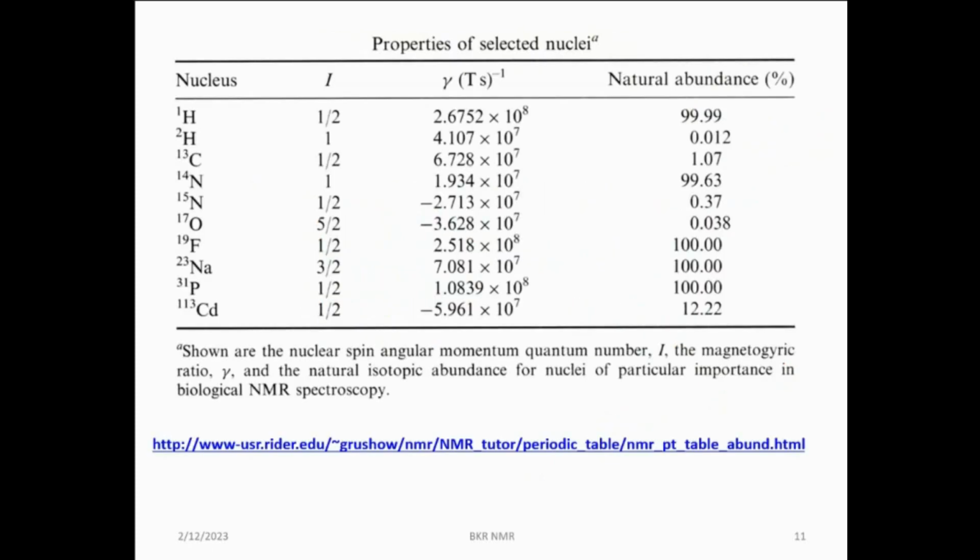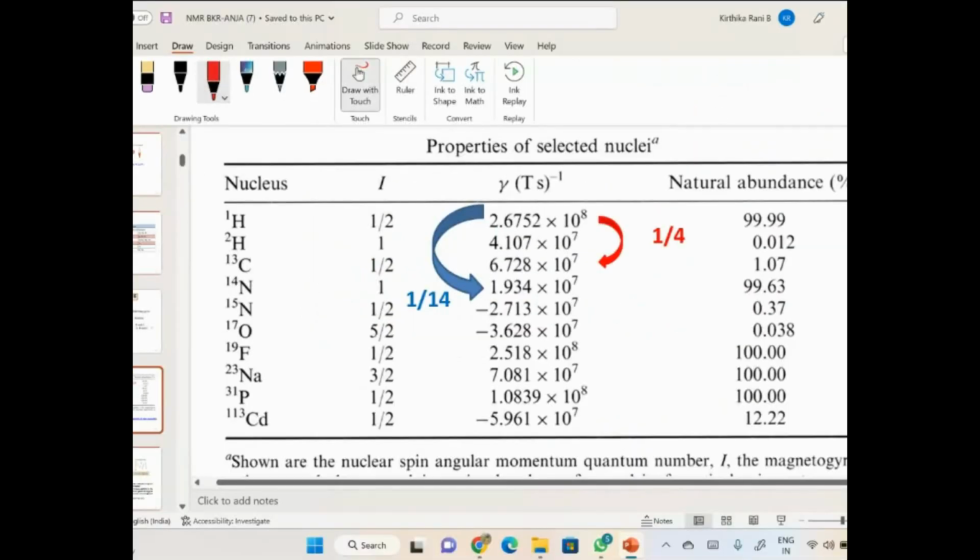Now comes the gyromagnetic ratio. So these are the values. I can take the carbon value as 26.7 into 10 power 7, and that of hydrogen is 6.7. So these values you should just remember, not memorize. Generally, the value for hydrogen is 4 times that of carbon.